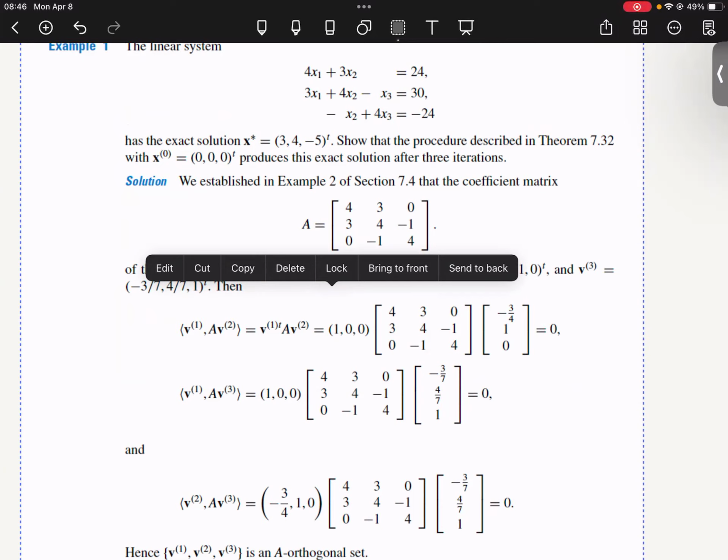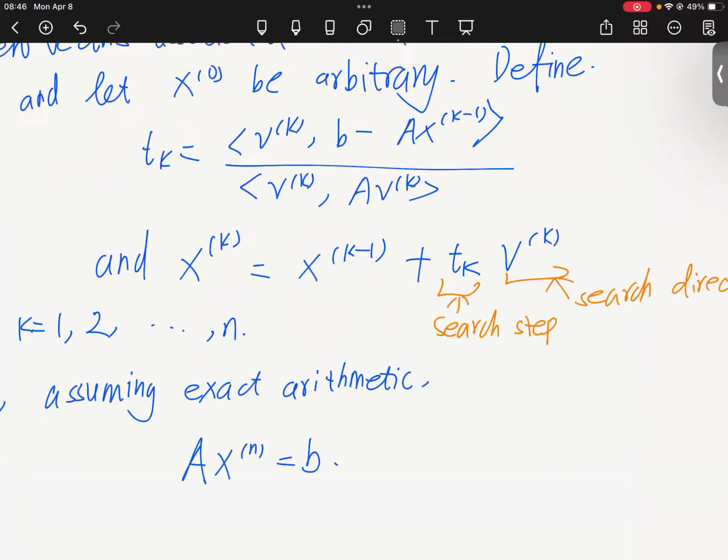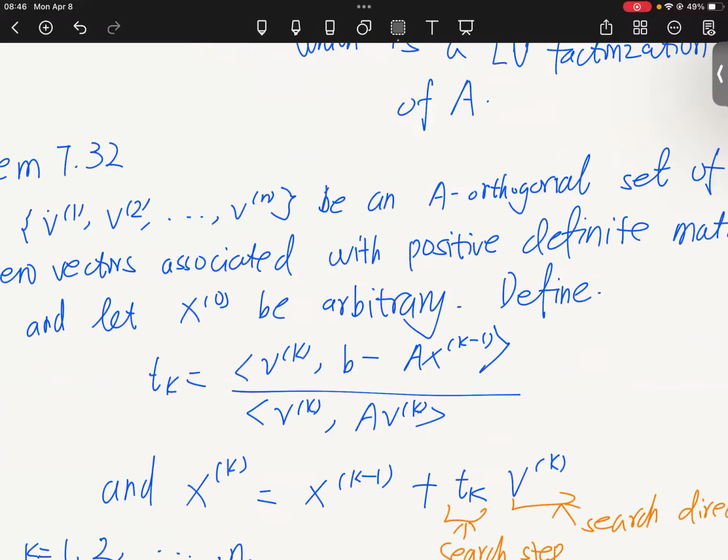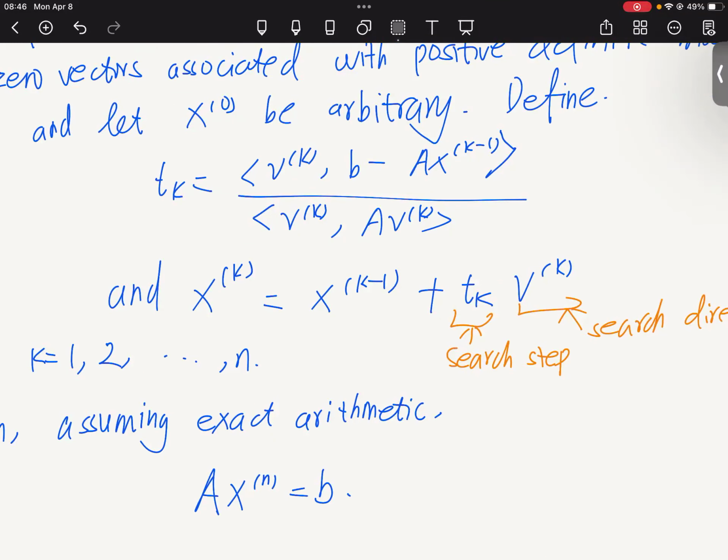The theorem 7.32 is just saying that we can arrive at these solutions at the end step. A is an n by n matrix, and we can arrive at the exact solutions in n steps, or fewer than n steps. Sometimes you just need fewer than n steps.